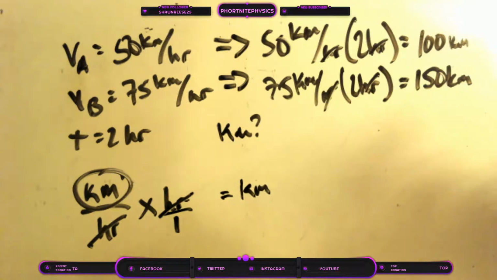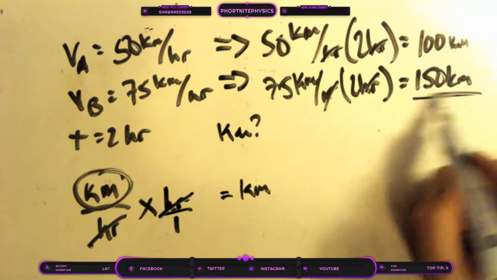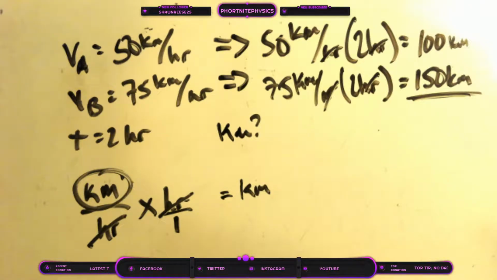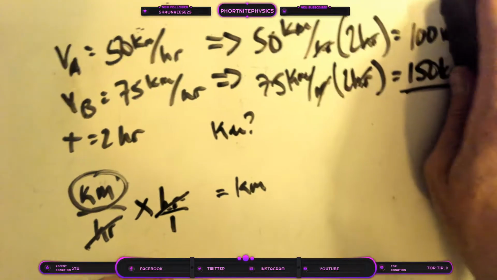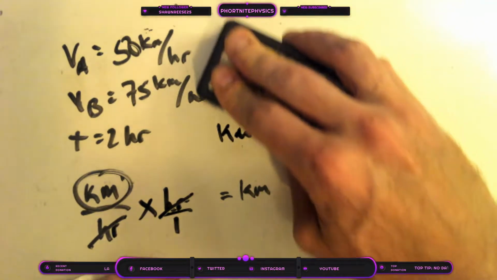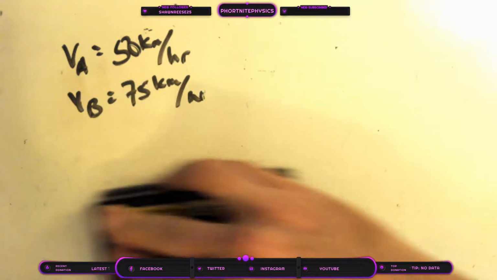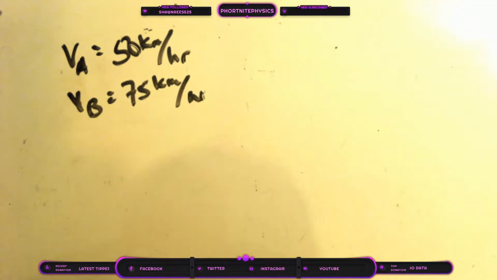Okay. Now, we did see that with 150 kilometers, car B drove further. Now, the slightly more complicated one is the second one we did in class. So let's knock this stuff off and say, all right.